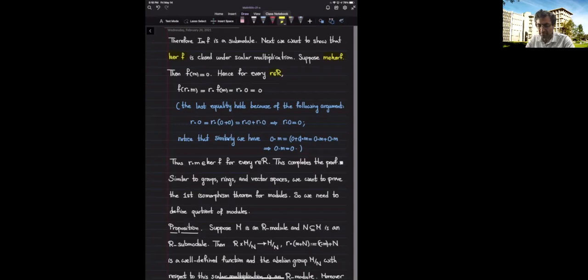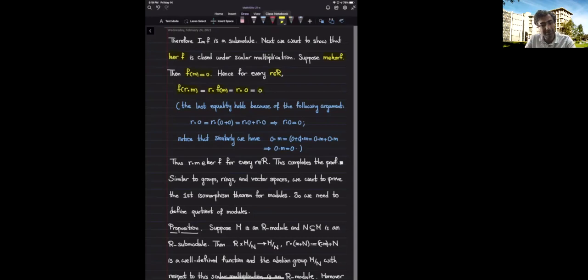What do I know about m? M is inside the kernel, which means f of m is 0. We are interested in showing that r times m is in the kernel, which means I need to show f of r times m is 0. What is f? F is an R module homomorphism, so it preserves the scalar multiplication. That means f of r times m is r times f of m. Now, f of m is 0 because m is in the kernel, so we get r times 0. Now, r times 0 is 0.